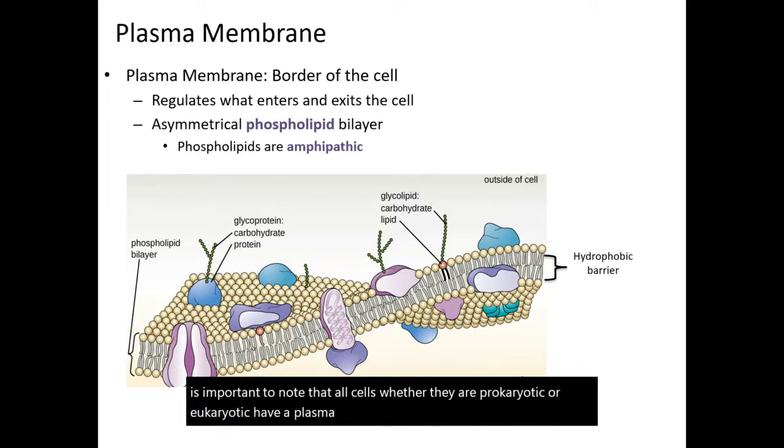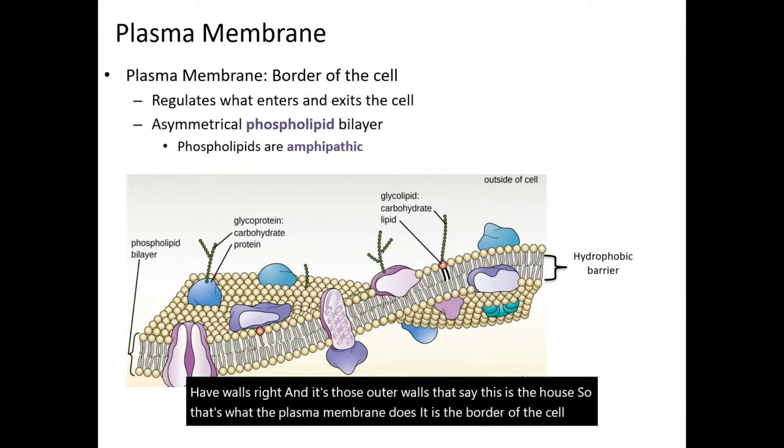The plasma membrane is the border of a cell. So think about a house. Houses look really different, right, on the outside and inside, kind of like cells. But all houses have walls, right? And it's those outer walls that say this is the house. So that's what the plasma membrane does. It is the border of the cell.